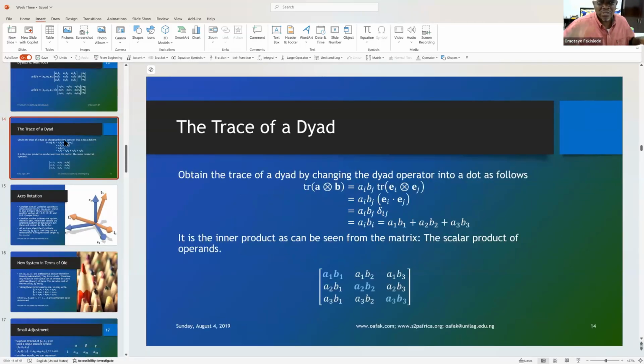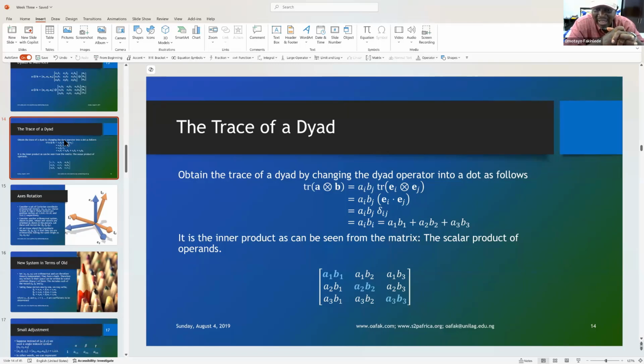Now, let us tell you about something that is very interesting: the trace of a dyad. To obtain the trace of a dyad, you can write it in the way we have on the left-hand side. You write TR, which means trace, of the dyad A circle times B.